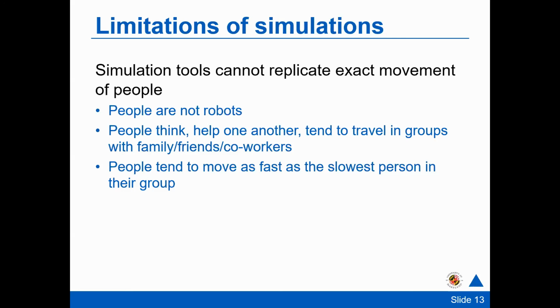We do need to remember that people are not robots, that they're not going to respond in a lockstep sort of way. They're going to move as people move. People think, they help one another, they tend to travel in groups. Robots don't do any of those things. So if they are in a group, it's important to recognize that people are going to tend to move as fast as the slowest person in the group. So if you're with a group of friends and the one friend doesn't walk very fast, you tend to stay with the friend and not walk on ahead and tell them, hey, you'll see them tomorrow or whatever.